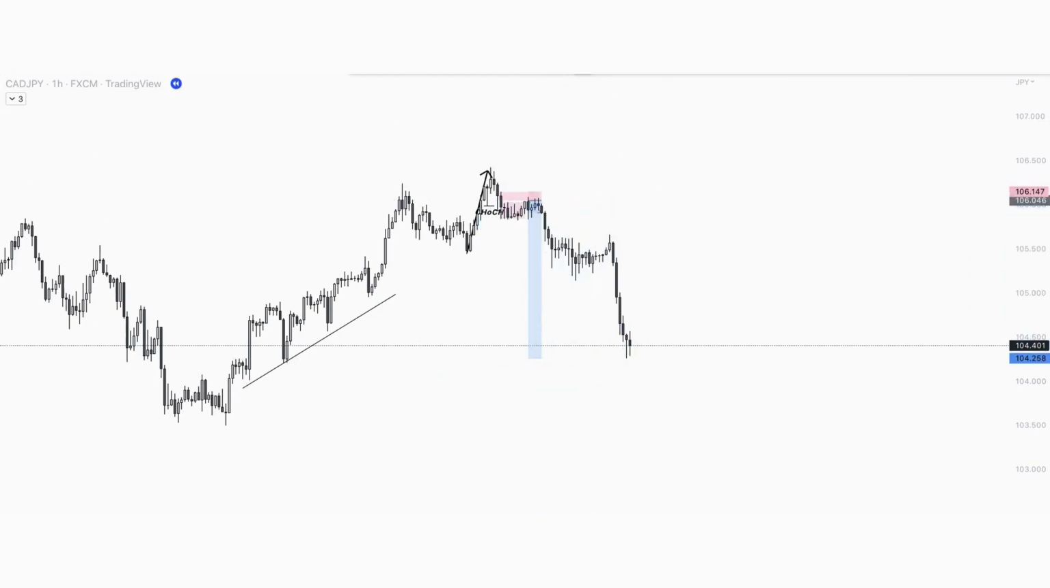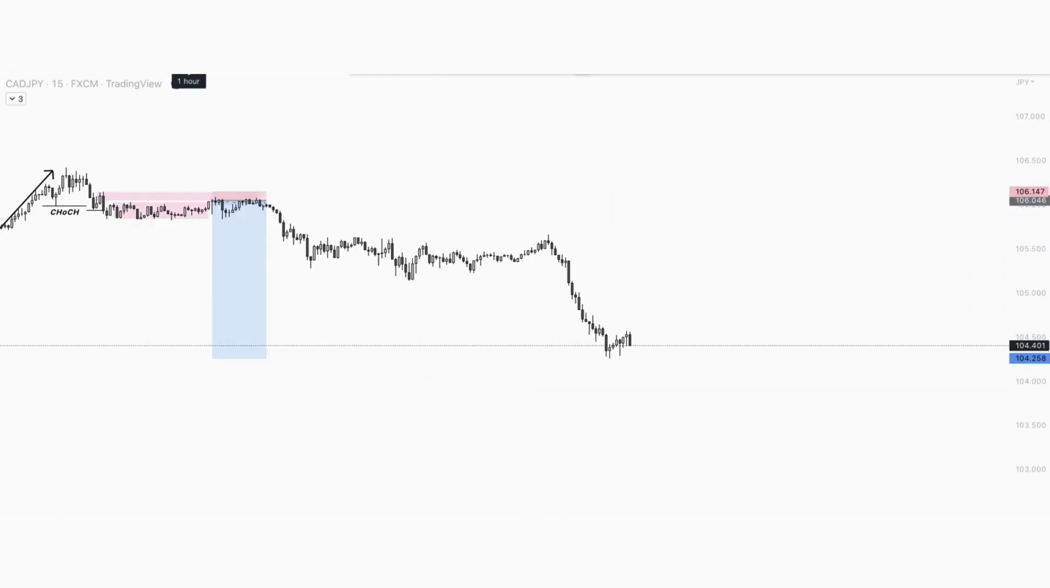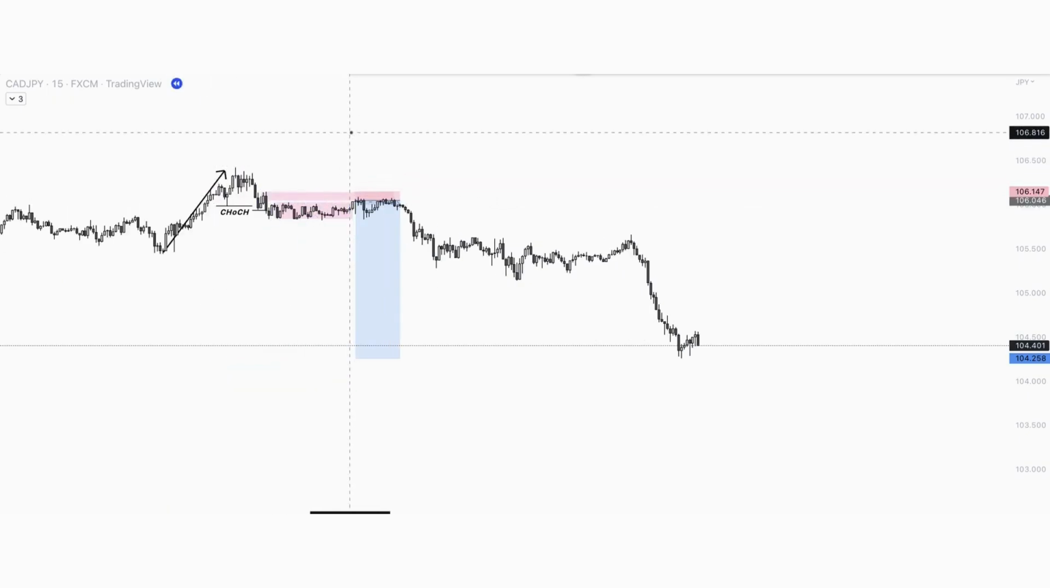So that's it, guys. I hope you have learned about supply zone in the pro trend and here in the reversal structure. See you. Bye bye.